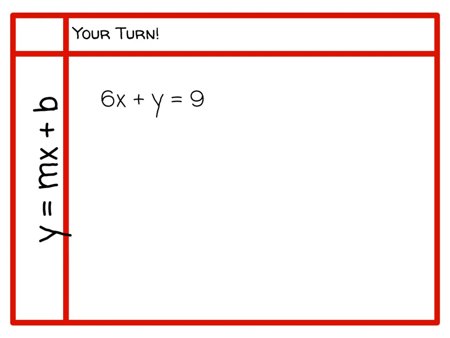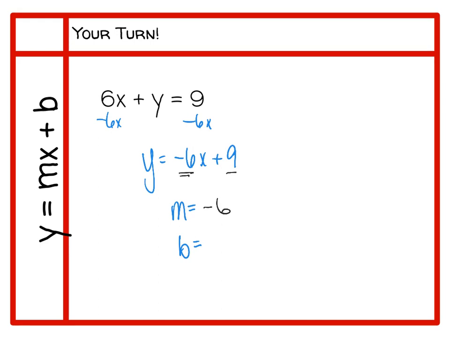Okay, now it's your turn. Go ahead and rewrite your equation to put it in slope-intercept form. If you subtracted 6x from both sides and had y equals negative 6x plus 9, then you are correct. Take a minute now: what is the slope of the line, and what is the y-intercept of that line? Your slope is in front of the x, that's negative 6. The y-intercept is 9. It's my constant.